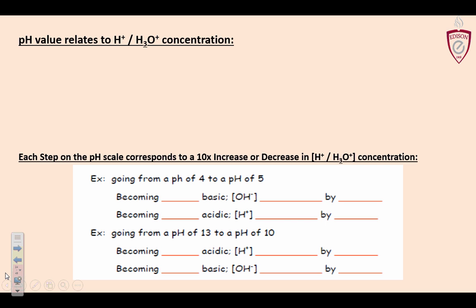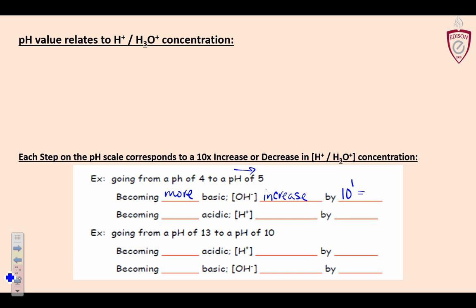Going from a pH of 4 to 5, I am becoming more basic, because I'm going closer to 7. I'm going away from the acid side, so I'm becoming more basic. Therefore, my OH concentration must increase. And because I'm only moving one spot on the pH scale, it's going to be times 10.